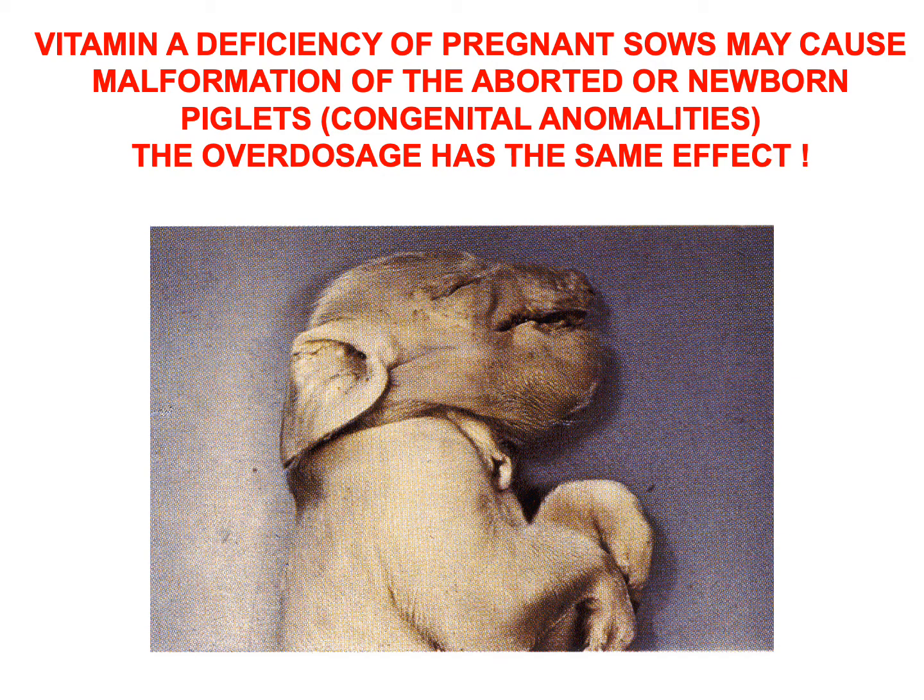Vitamin A is acting in gene expression of many essential genes. In this way, vitamin A deficiency of pregnant sows may cause malformation of the aborted or newborn piglets. It's highly important to make a remark: overdosage has the same effect by the toxic effect of vitamin A. It is known that in the human field there is a medical recommendation that pregnant women should not eat liver more than once a week.